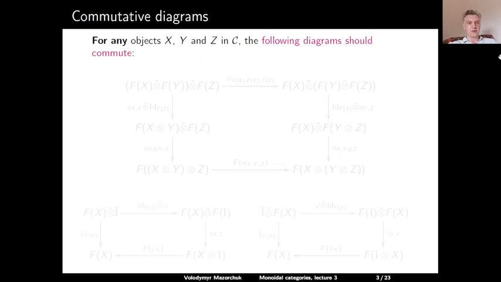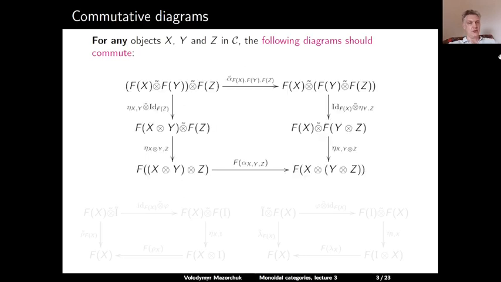So here is the first commutative diagram. For any objects x, y, and z in C, the following diagram should commute. So we start from the tensor product inside C tilde of F(x) and F(y), and then we tensor this with F(z). To this object, we can apply the associator in C tilde and end up in the tensor product of F(x) with the tensor product of F(y) and F(z).